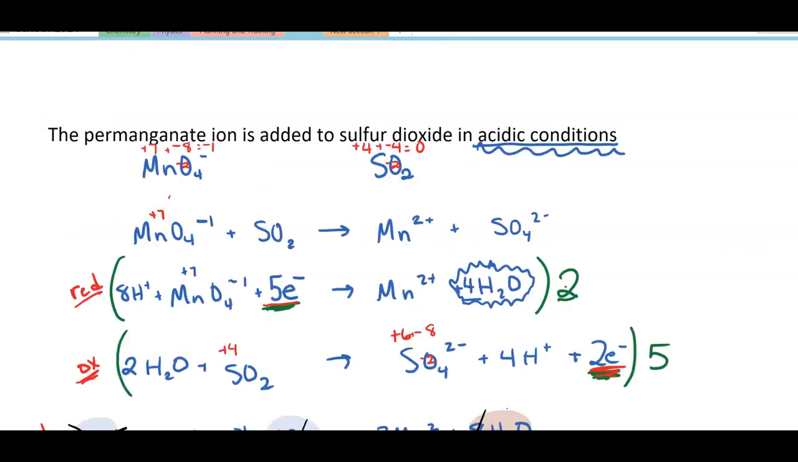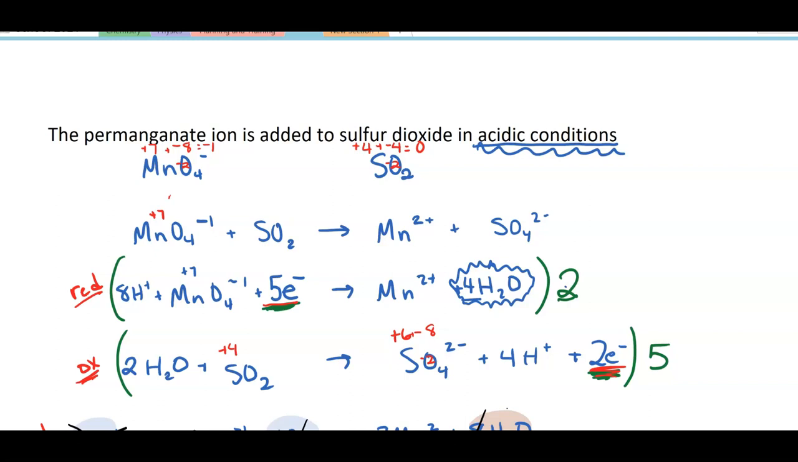A second example might read, the permanganate ion is added to sulfur dioxide in acidic conditions. So let's write the permanganate ion. It has an overall -1 charge. My oxygens are -2 each. There are 4 of them for an overall -8 charge. That must mean my manganese ion is a +7. For sulfur dioxide, oxygen's a -2 for an overall -4 charge. This isn't an ion, but a molecule, so it's neutral.